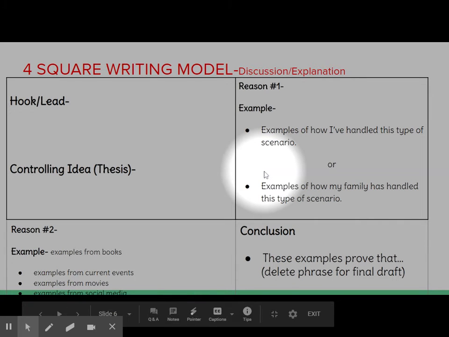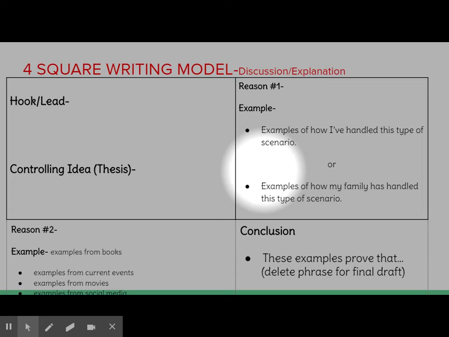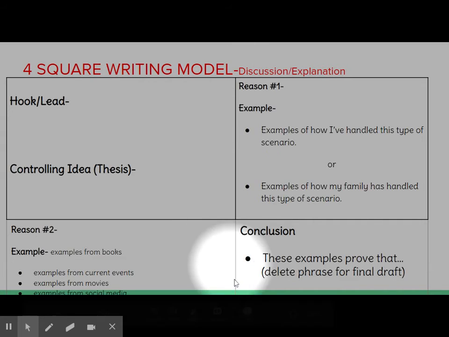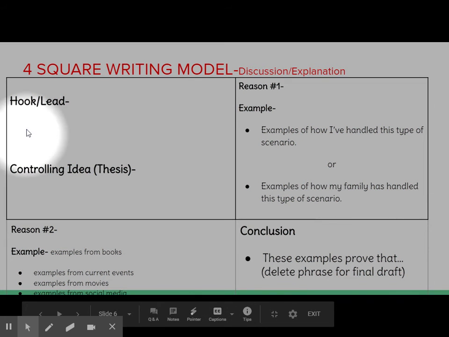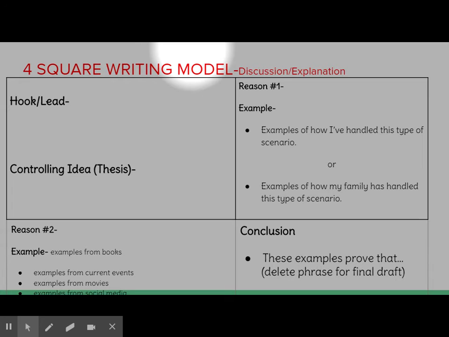Now, this may look like a lot at first, but it is a really good method to ensure that you have all the components that the rubric is asking you to include in your essay. The rubric is basically a checklist that the state wants to see in your essays. So what I need you to do, we're going to pause the video again, is to create 4 squares, just like this, and copy the information inside the squares. This is your base. This is what you're going to be using from now until the end of the year to write an essay. And we call this the 4-square writing model.